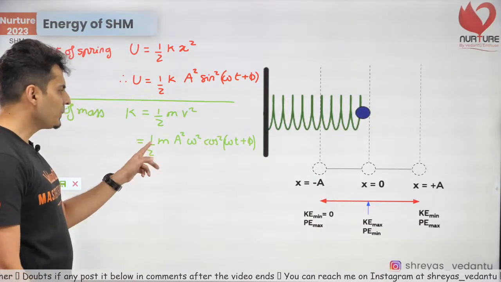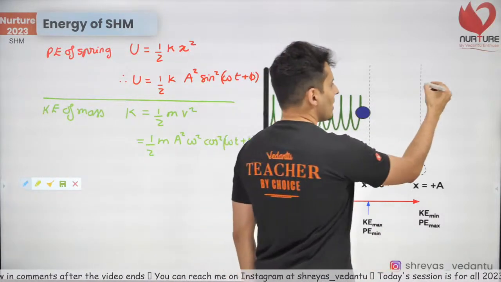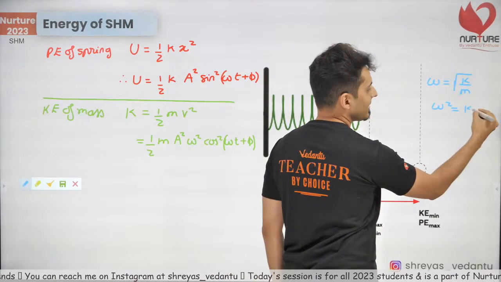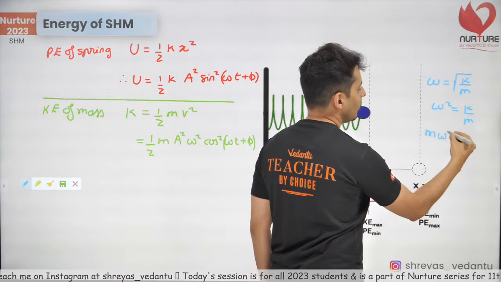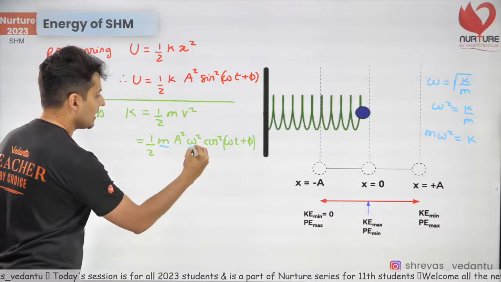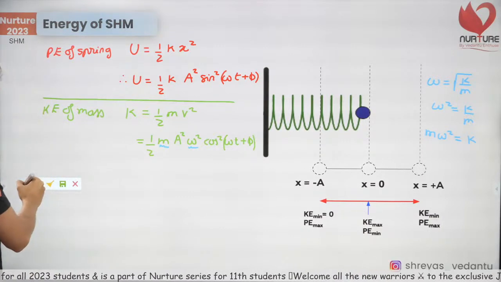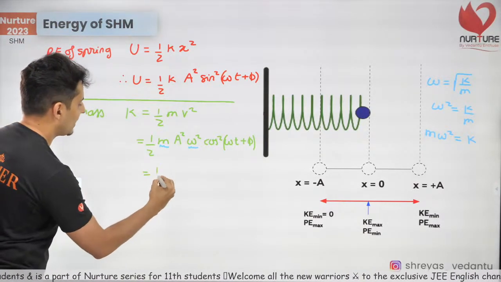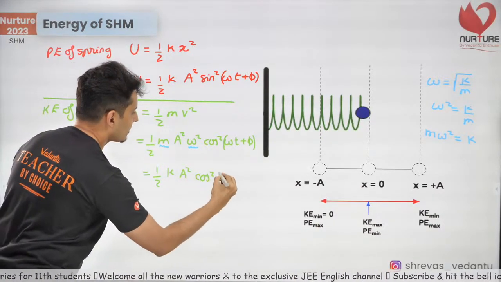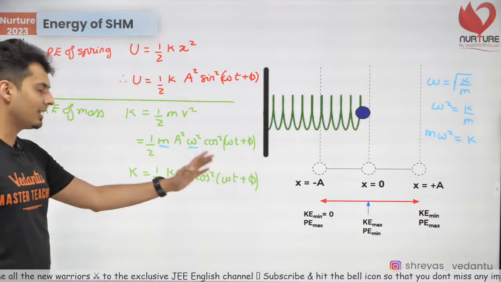Isn't that true? Now I'll do one small thing. Remember, just some time back I told you omega is root of k by m. Square it, it will become omega square is k by m. Shift it to the other side, m omega square will become k. The reason why I did it is because I have m over here and omega square over here. So m into omega square is actually k. So to bring it into this form, you will see what I have done. m into omega square is nothing but k, and this is nothing but A square, and I have cos square (omega t plus phi). So that's the value of your kinetic energy.